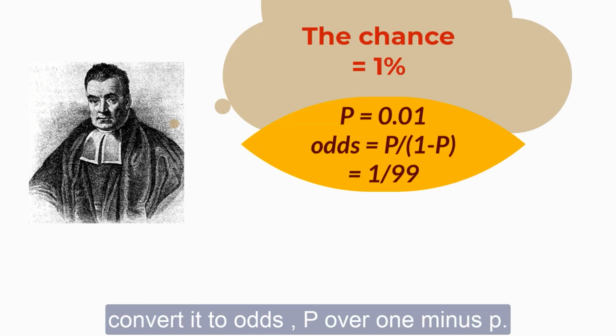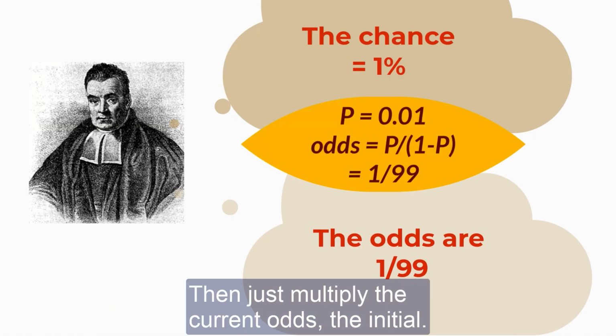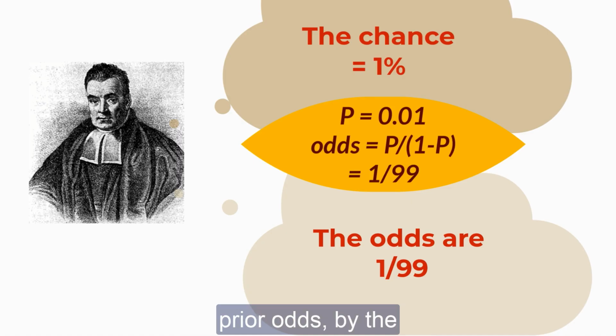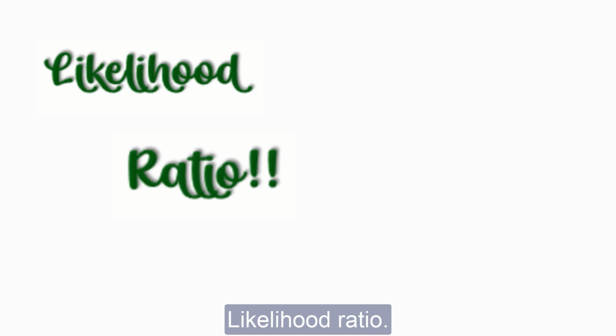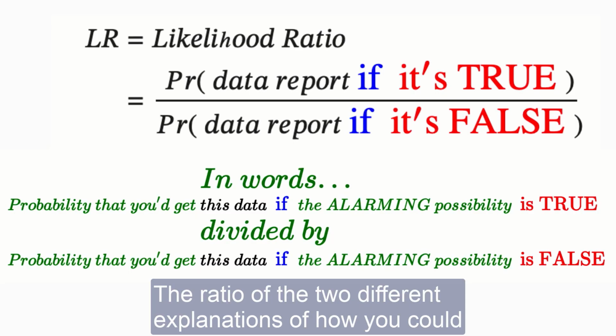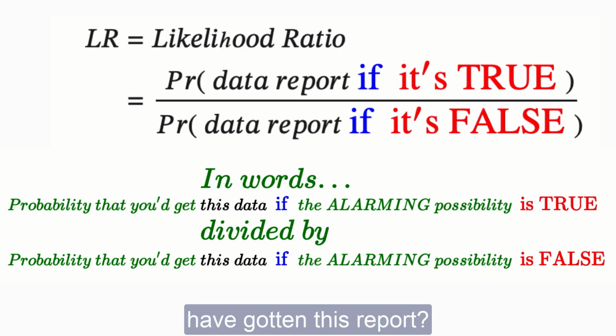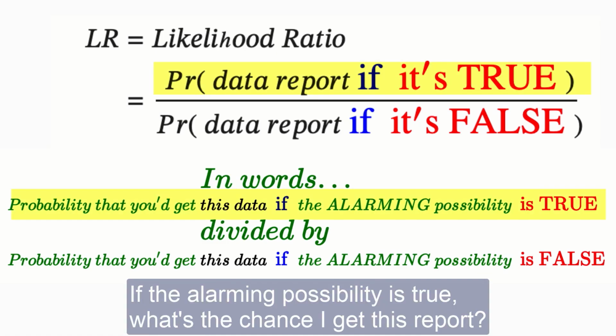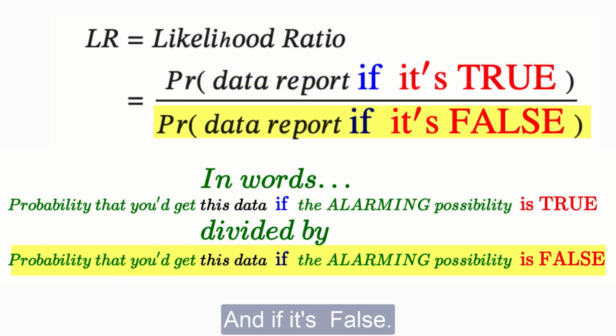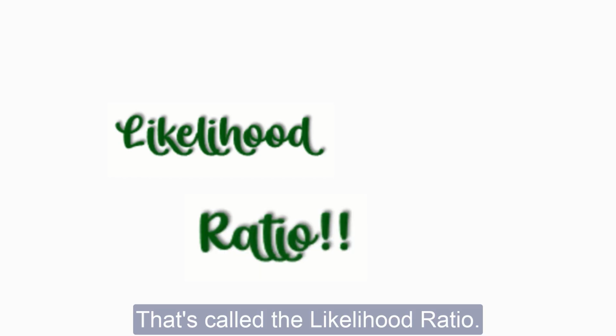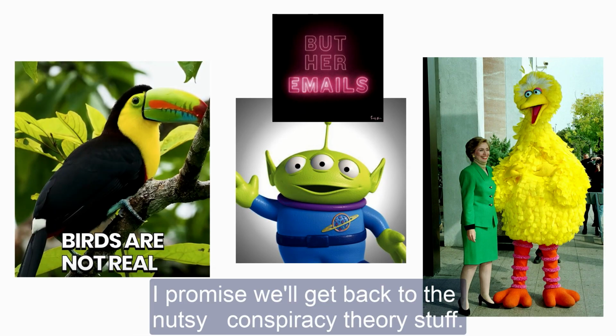Convert it to odds, P over 1 minus P. Then just multiply the current odds, the initial prior odds, by the likelihood ratio. What the heck is that? The ratio of the two different explanations of how you could have gotten this report. If the alarming possibility is true, what's the chance I get this report? And if it's false, what's the chance I get this report? That's called the likelihood ratio. I promise we'll get back to the nutsy conspiracy theory stuff.